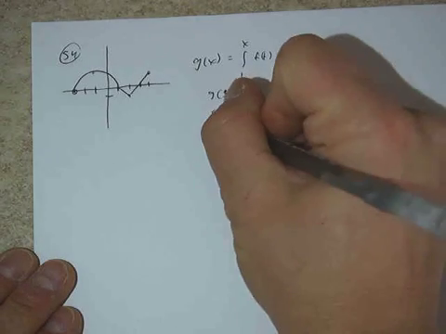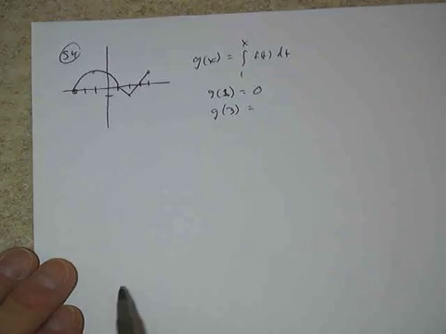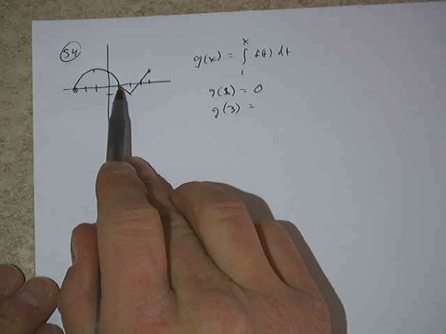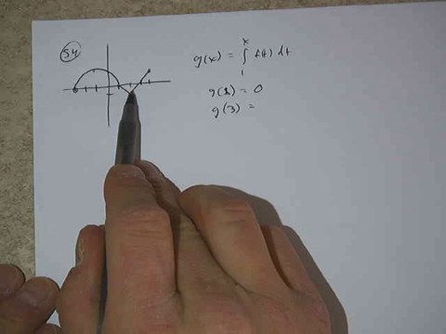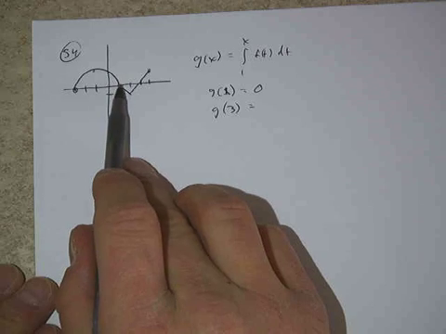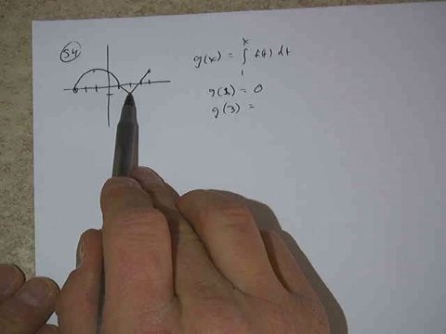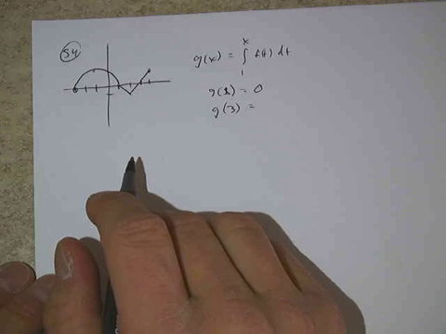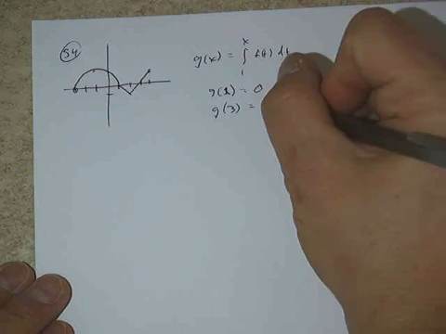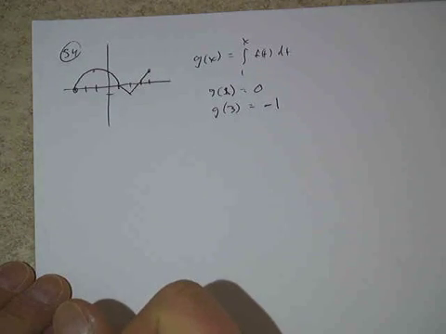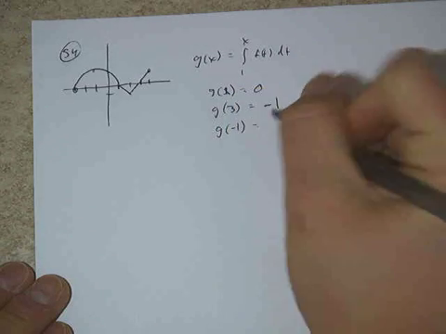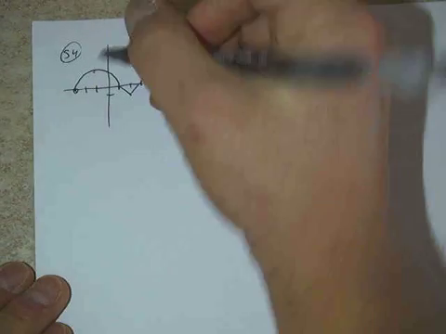If we wanted g of 3, ultimately g of 3 would be the area accumulated as we go from 1 to 3, which means it's ultimately the area of this triangle. So the area of the triangle will be 1/2 times 2 times 1. True? So the area would be 1. But since it's below the x-axis, it would be negative 1. And then if we do g of negative 1, going back here to negative 1, what shape would we be dealing with?